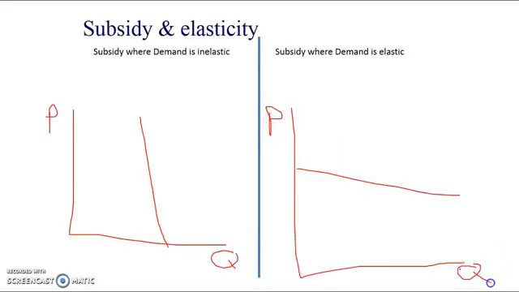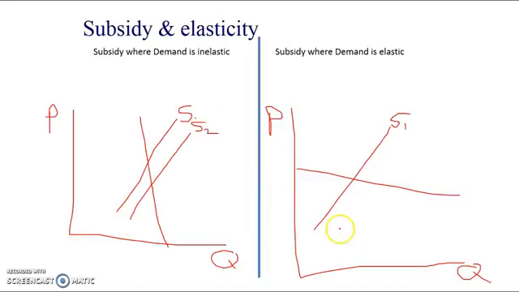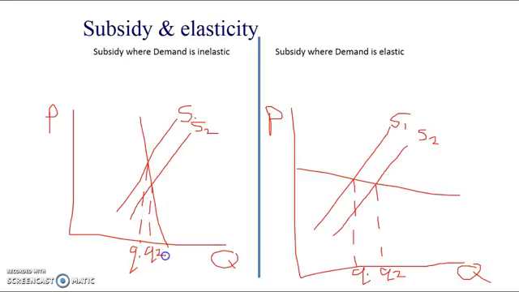So if I put a similar size subsidy on both of these, so there we go, S1, S1, and there we go, S2. Got to do a similar size here now. I think this subsidy actually on the right is a little bit bigger, but we can see we've got a much bigger movement where demand is elastic. And the objective here was to increase the equilibrium quantity. So it's much more effective when demand is elastic.